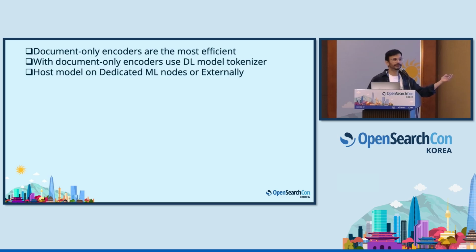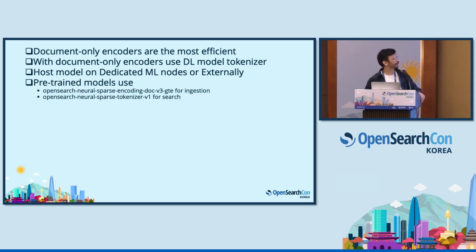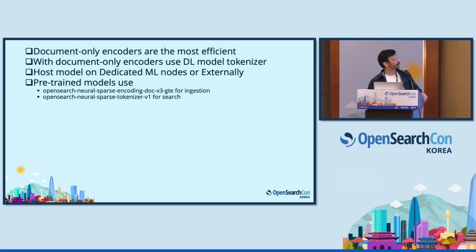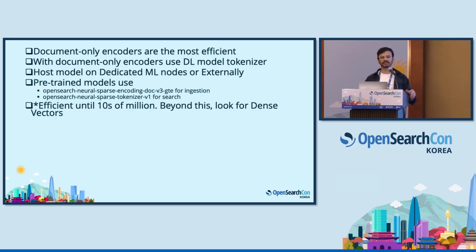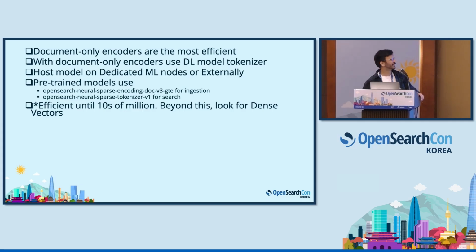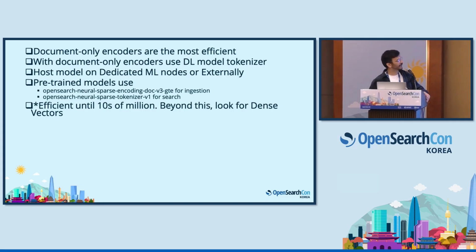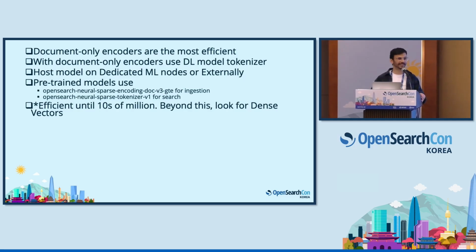Always host your models in a dedicated machine learning node in OpenSearch, or better yet, host it elsewhere and do remote inference. For the pre-trained models, as of today we have these models, but tomorrow it might be different, which means anytime you start implementing it, take a look at the documentation and find out what is the latest. Sparse vectors right now are efficient until 10 million documents, beyond which we recommend going for dense vectors.